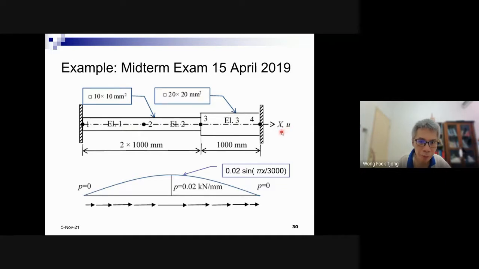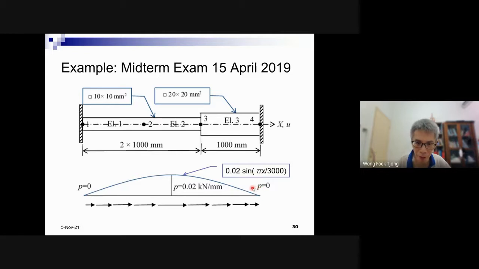And then, what's the loading? What's the external action? The loading is an axially distributed load. The distribution of the load is sinusoidal, given by this formula. So it means that when x is 0 here, the intensity of the loading is 0. And also when x is 3000, sine pi is 0, so this is 0.